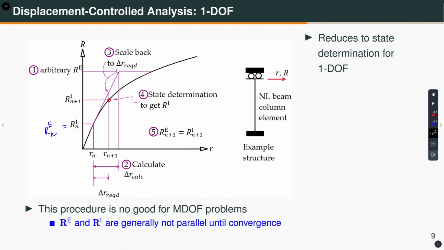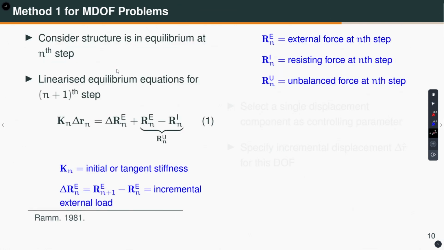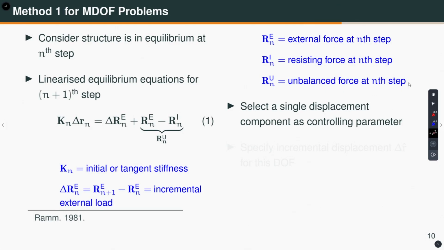Now all the terms are explained. Kn is the initial or tangent stiffness. This is the incremental external load vector. This is the external force at the nth step, the internal resisting force vector at the nth step, and this is the unbalanced force at the nth step. What is the objective? I want to control a single displacement. Let me give you an example.